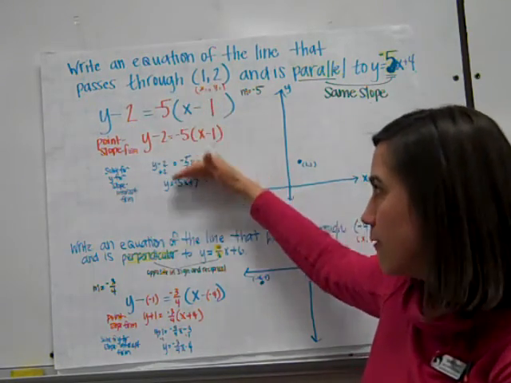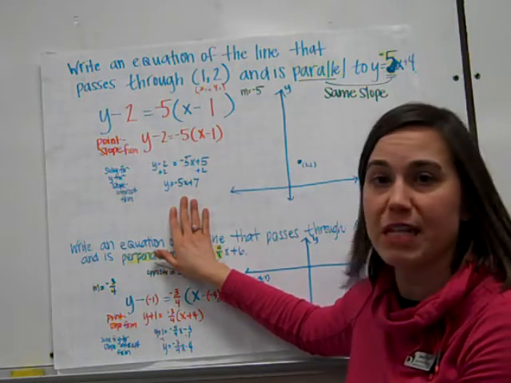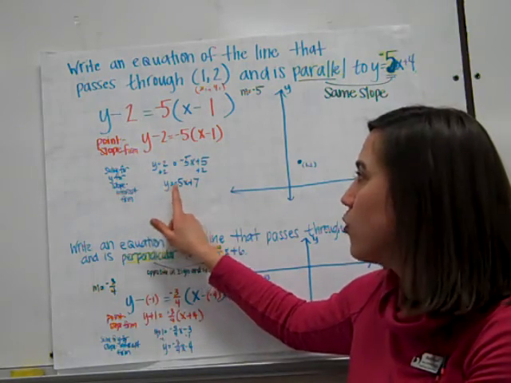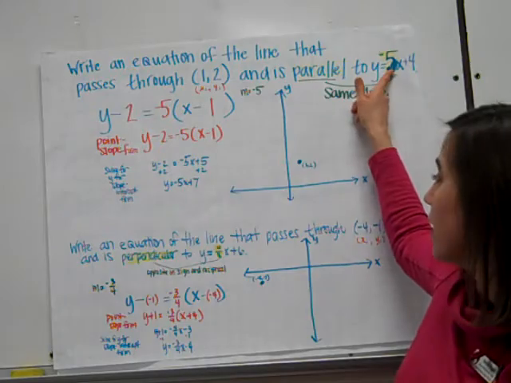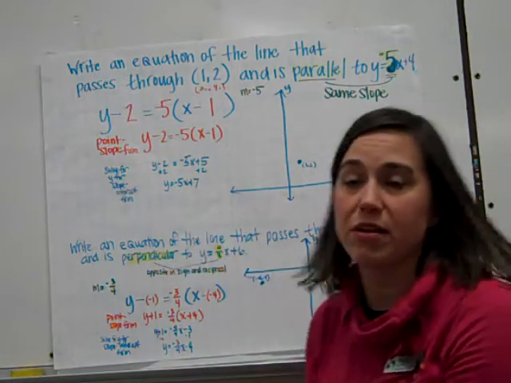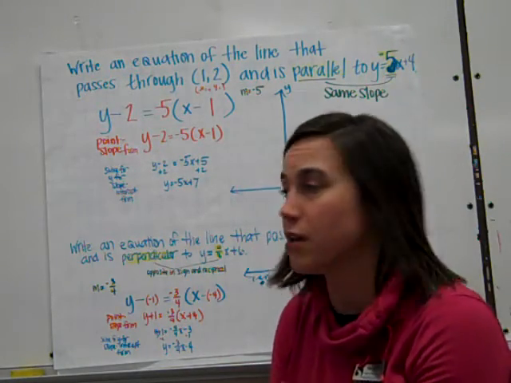And what I did is I solved for y to get slope-intercept form. So my new line would have a slope of -5 because they are parallel, same slope, and the y-intercept is 7. I'm going to show you how to check it on a graph.